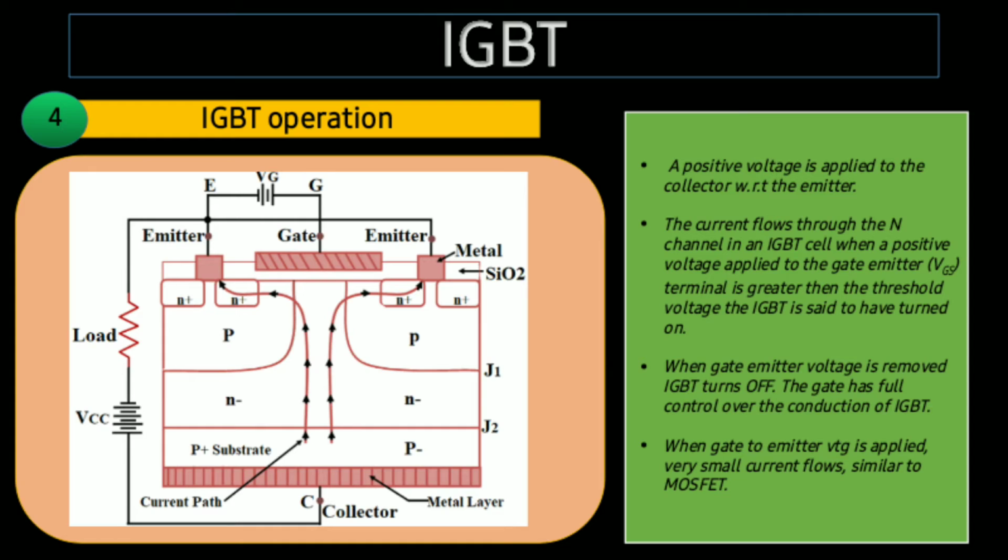So here we can summarize with the points. A positive voltage is applied to the collector with respect to the emitter. The current flows through the N channel in an IGBT cell when a positive voltage applied to the gate-emitter terminal is greater than the threshold voltage. Then the IGBT is set to the on condition. When the gate-emitter voltage is removed, the IGBT goes to the off condition. So we can say that the gate has full control over the conduction of the IGBT.